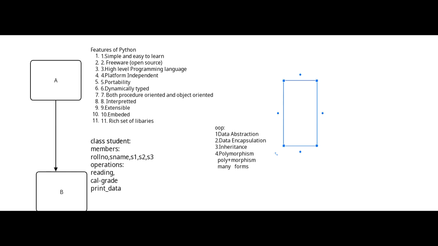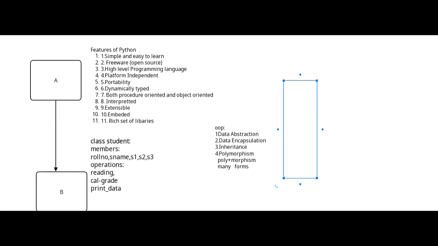Suppose while calling, add(10, 20), which function will be called? The first function will be called. Whereas if you pass three arguments, that is add(10, 20, 30), which function will be called? The second function will be called. Actually, these are called parameters or arguments, right? So this feature is called polymorphism.